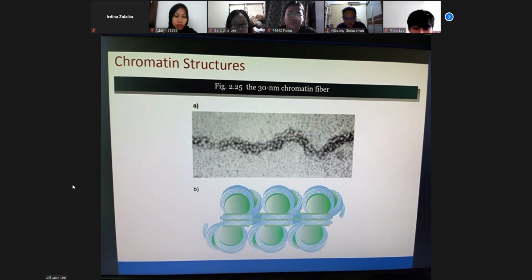So, inilah contohnya solenoid punya model. Okay? Yang ini dalam bentuk electron microscope lah, kalau kita tengok. Tapi ini model dia.